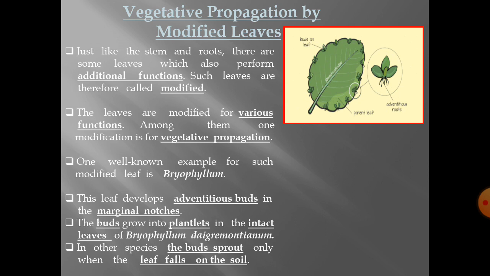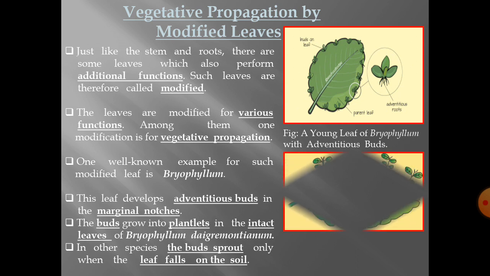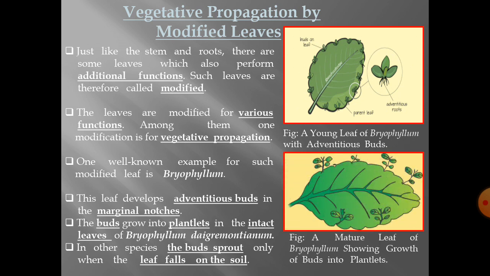This is a young leaf of Bryophyllum with adventitious buds in its marginal notches, and this is a mature leaf of Bryophyllum showing growth of buds into plantlets. Now moving on to the next slide.